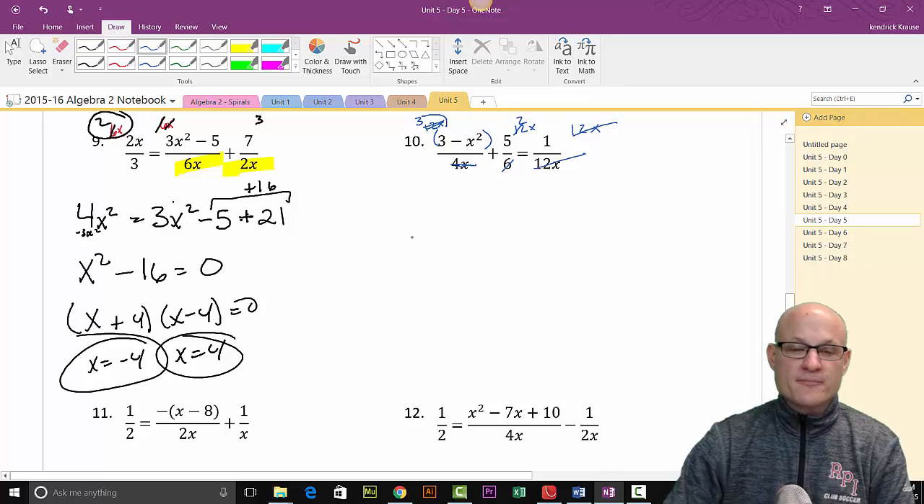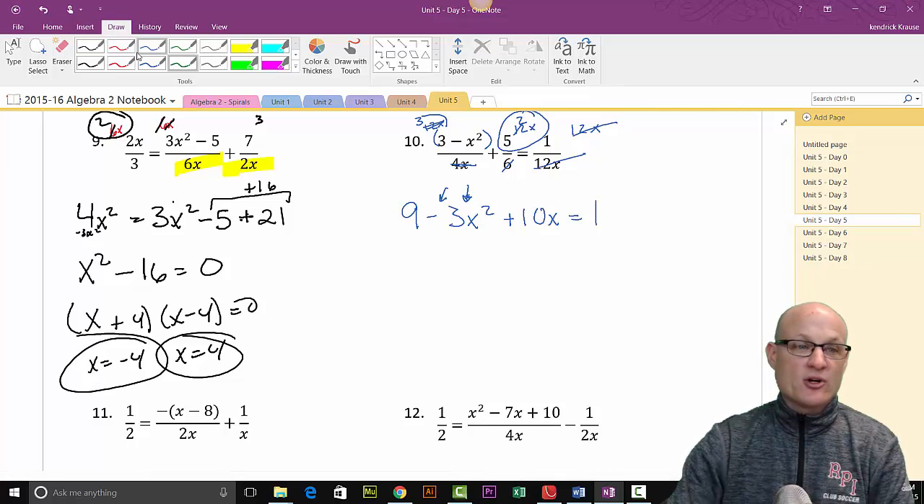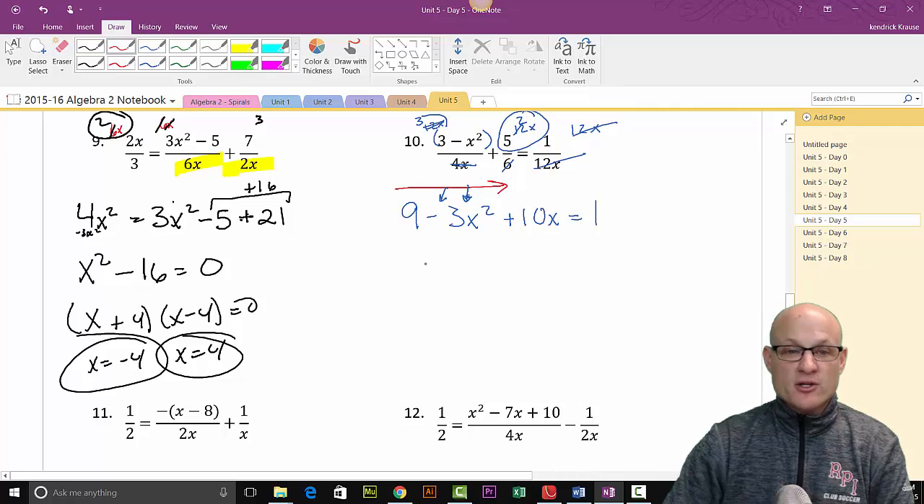So I'm going to distribute this 3. So I get 9 minus 3x squared plus, now this is 2x times 5, so that's 10x, equals 1. Now this is on the wrong side because this is negative, and I don't want this to be negative. So everything's going to the right side. So 0's left over here, positive 3x squared, minus 10x. Now, I'm going to subtract 9 here, and I'm going to subtract 9 here, and I get minus 8.